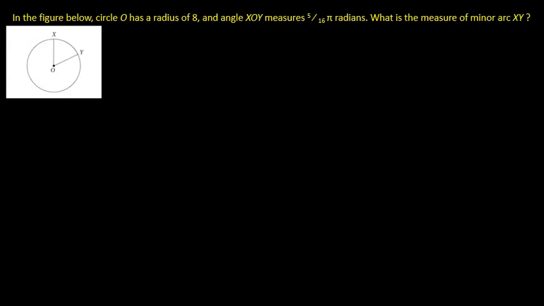What it's basically asking is for us to find XY. It wants us to find this little piece right here. If this was the circle, all we're doing is finding this piece. There's actually a formula for it. It's 2 pi r times theta over 360. Theta is basically degrees.